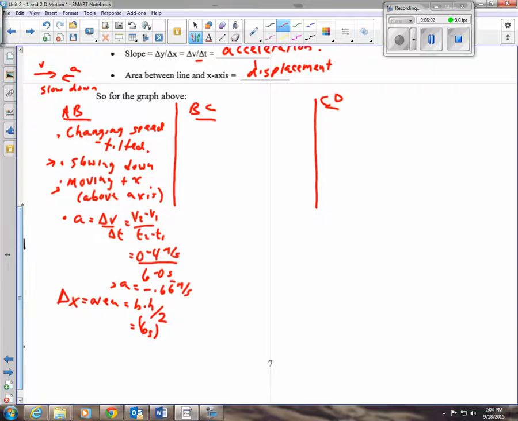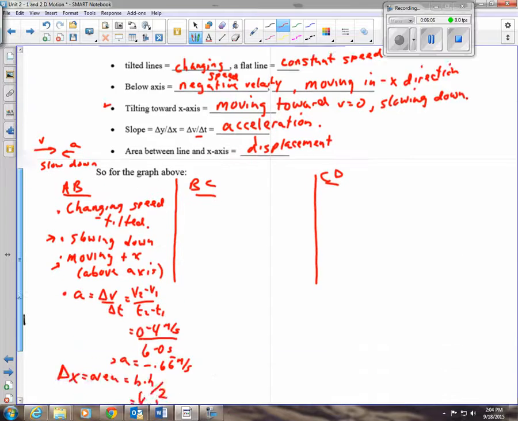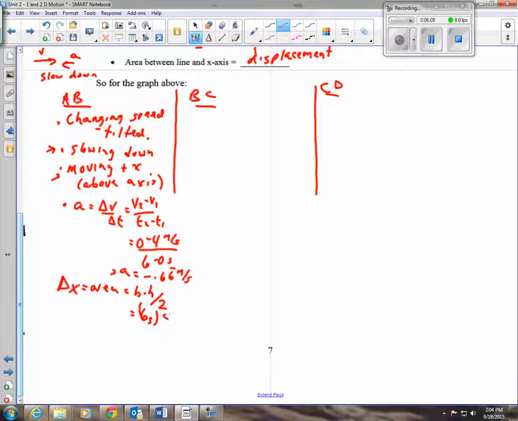The height of the triangle is on the y-axis. It's from 0 to 4, so it's 4 meters per second. And then I've got to remember to divide that by 2 because it's a triangle. My seconds cancel, and I have 6 times 4 is 24, divided by 2 is 12. So since the seconds cancel, I'm left with meters. So delta x is 12 meters.